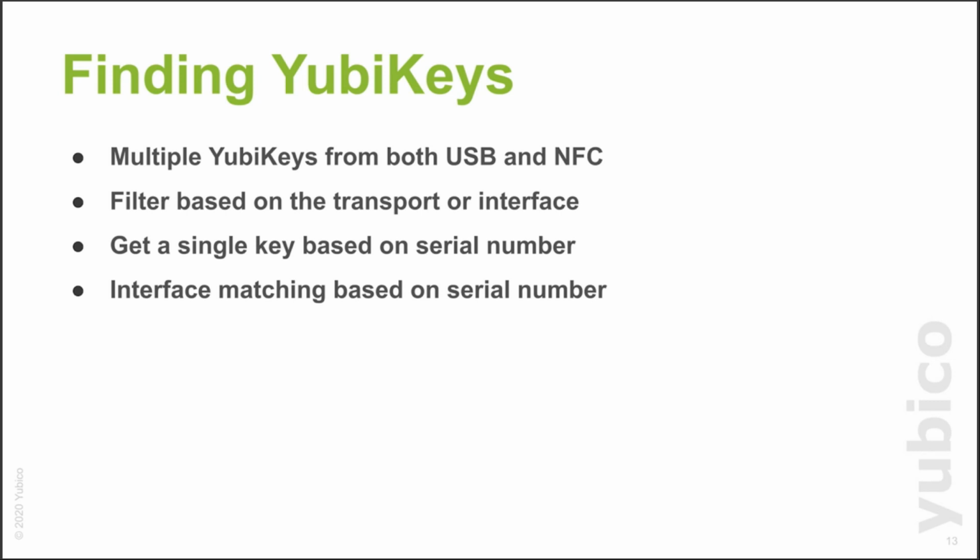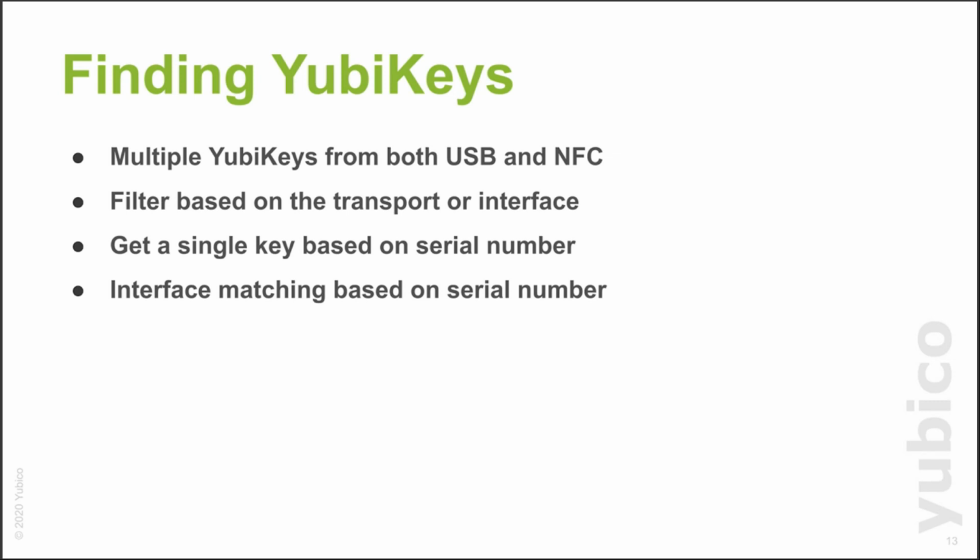You can filter enumeration based on a particular physical transport. If you know that your application will only ever interact with a YubiKey over a particular transport, it is suggested that you filter. This will avoid enumerating the other device types, and at least in theory, could offer a slight performance boost. If you know the serial number of the key that you wish to interact with, there is a convenience method for looking up a single key.